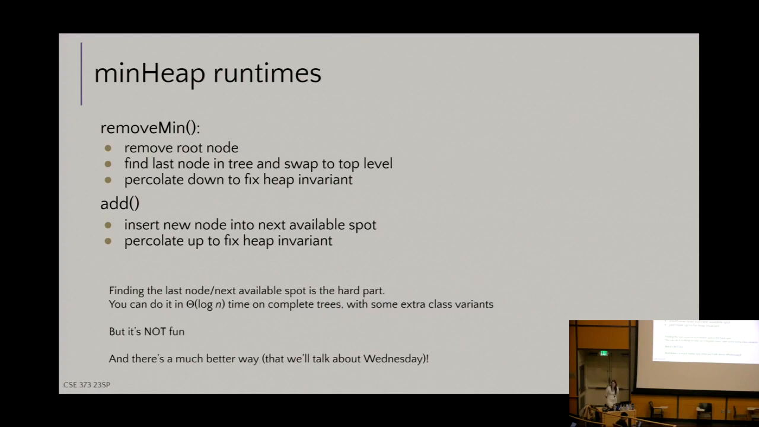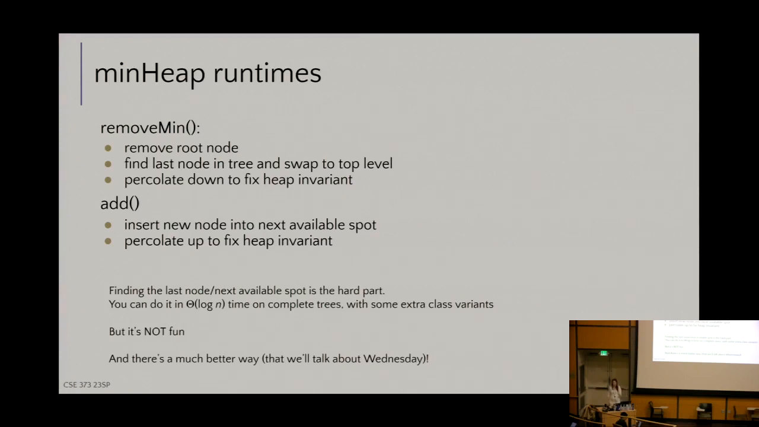So for remove min, remember we remove the overall root, then we find the last node in the tree and swap it, and then we do some percolations. For add, we insert the new node into the available spot, and then we percolate to fix it. So the percolations at most travel the height of the tree. So all of the percolations at worst are a log n runtime.